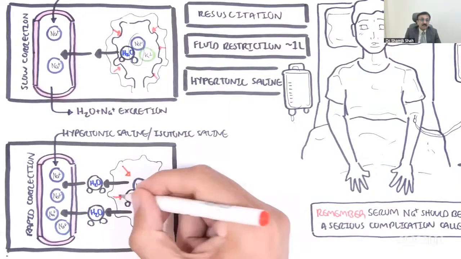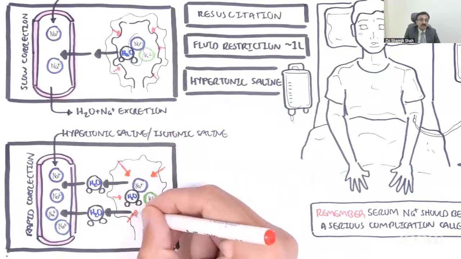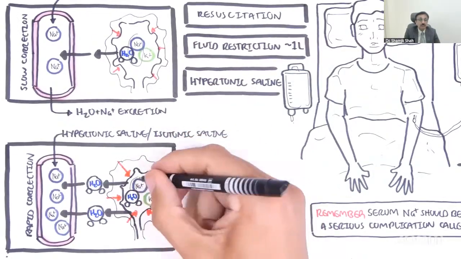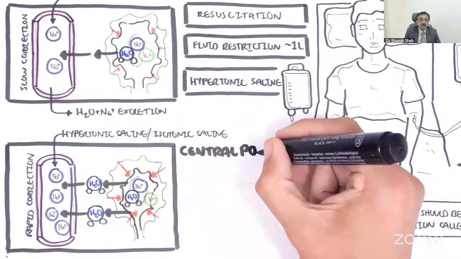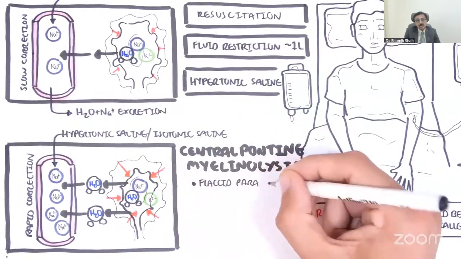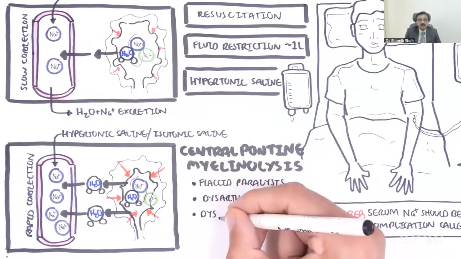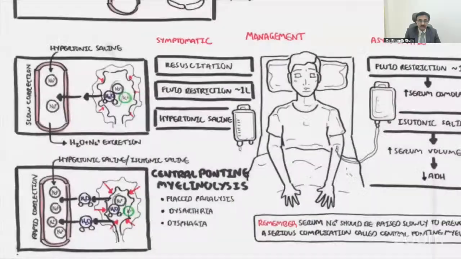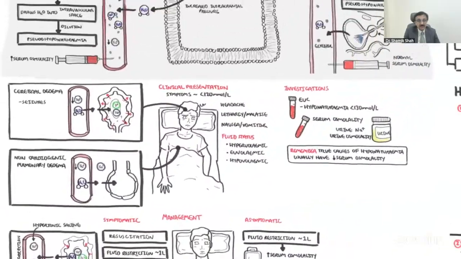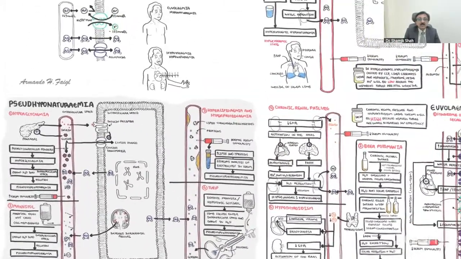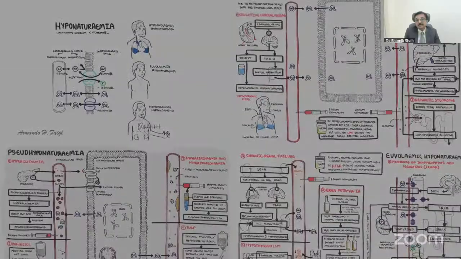So what happens here is that when there is a rapid correction of the sodium, a lot of water moves out of the cells, including the neurons. When a lot of water moves out, there will be a shrinkage of the neurons, and this will cause this syndrome of central pontine myelinolysis or osmotic demyelination syndrome, which is characterized by flaccid paralysis, dysarthria, and ultimately can result in severe morbidity and death.